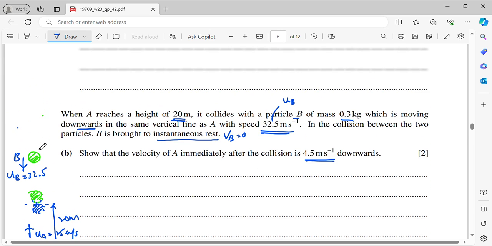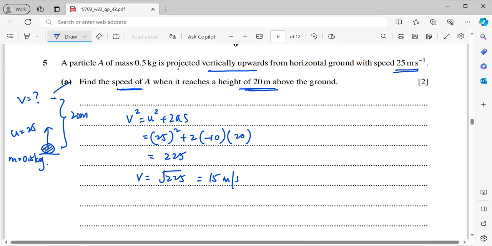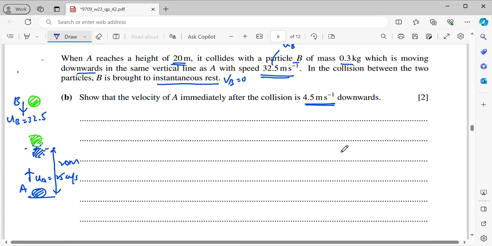Now just now we have found when it reaches 20 meters, the V is 15. That means now here VA equals 15. And now you need to show that the velocity of A immediately after the collision is 4.5 meters per second downwards. You want to show that. Basically, after the collision, the VA is this. You want to show V1. Probably this is V1A is 4.5. This is what you need to show.